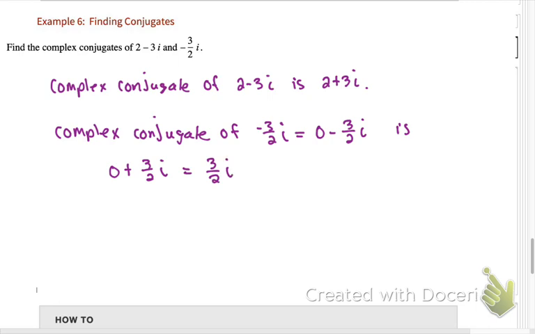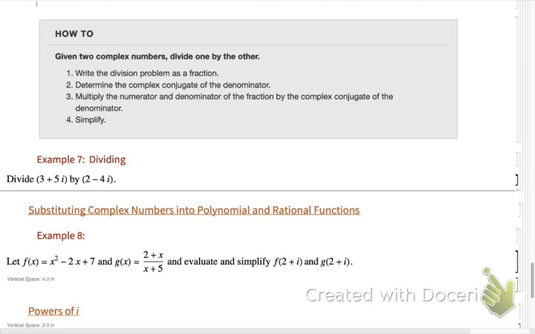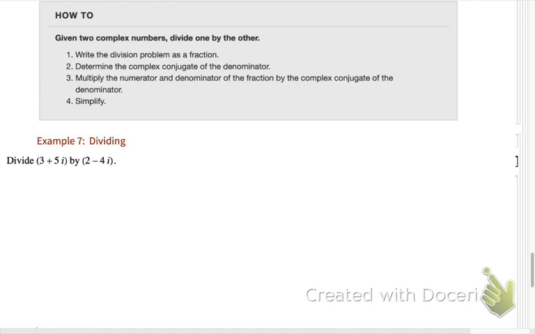So if a complex number only has an imaginary part, like in this case, negative 3 halves i, then we simply change the sign, and the conjugate would be 3 halves i. Okay. By the way, the complex conjugate of a real number is still the same real number. So the conjugate's really only interesting if the complex number has an imaginary part. Now, I was just saying we're going to use complex conjugates to do division problems. So how are we going to do this?